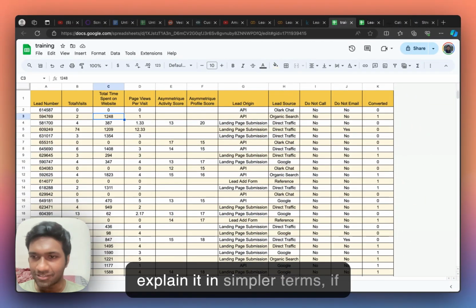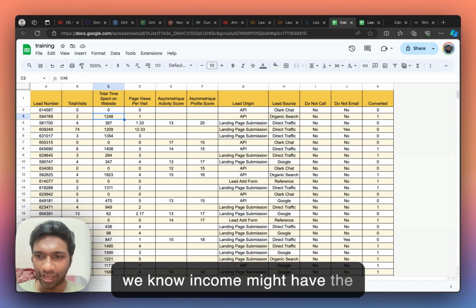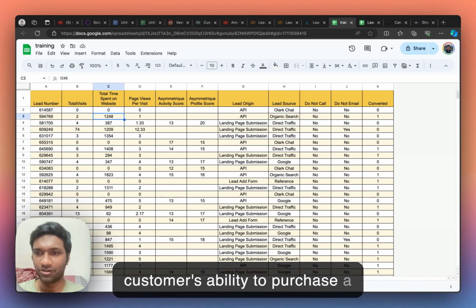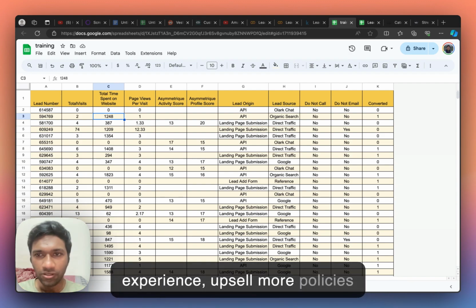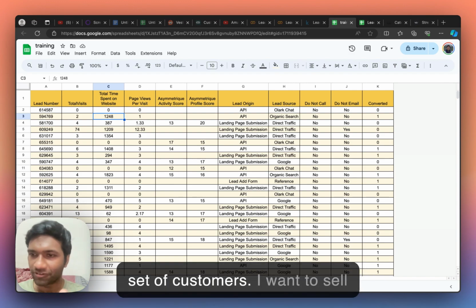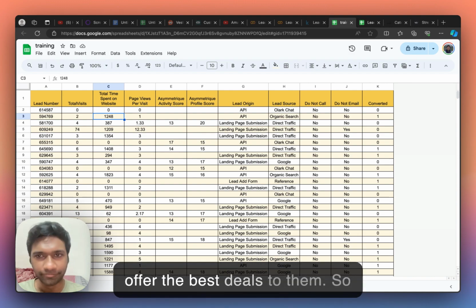To explain it in simpler terms, if you're a policy selling company, we know income might have the highest correlation with that customer's ability to purchase a policy. So in that case, I would also want to offer them the best experience and upsell more policies, to ensure that there are no missed opportunities for my best set of customers. I want to sell the best policies to them and offer the best deals to them.